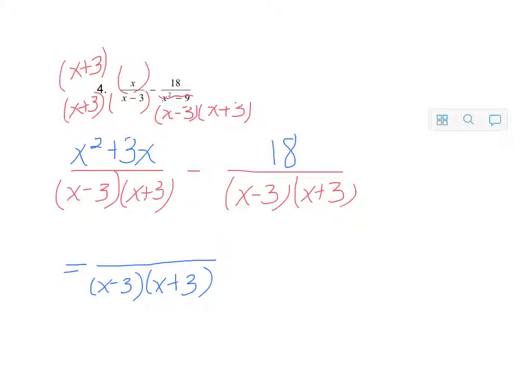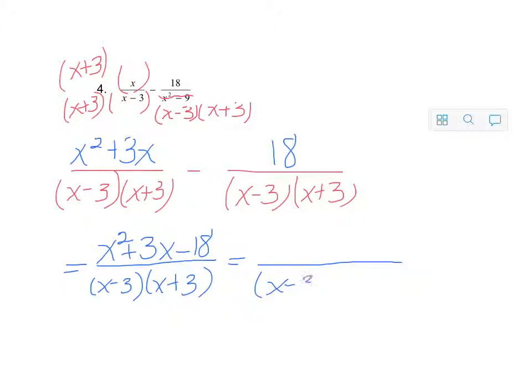I'm going to subtract numerators. x squared, no squarings to subtract with him, bring him down. A positive 3x, no x's to put with him, bring him down. Nothing minus 18 is a -18. There's my answer.